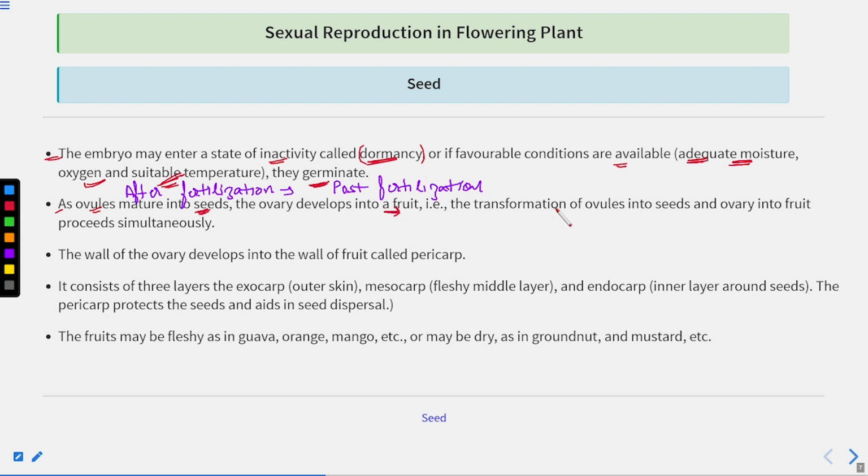Now, the transformation of the ovule into the seed and the ovary into the fruit proceeds simultaneously. So both these processes are happening simultaneously. And the seeds, I've already told you, are enclosed within the ovary. Clear? Or you can also say seeds are enclosed within the ovary wall, also known as the fruit wall. Fruit wall, what is another name? Pericarp. Clear? Pericarp you can see here. The wall of the ovary develops into the wall of the fruit, known as the pericarp.